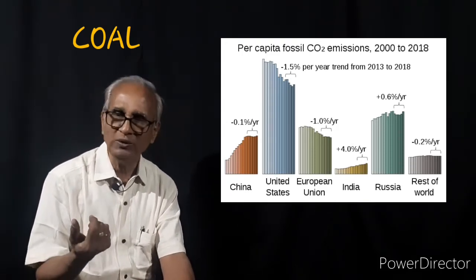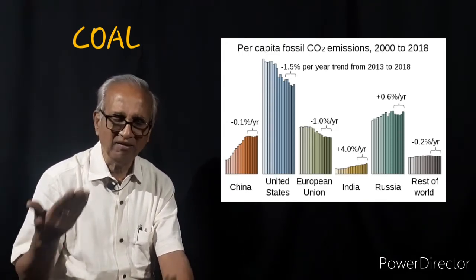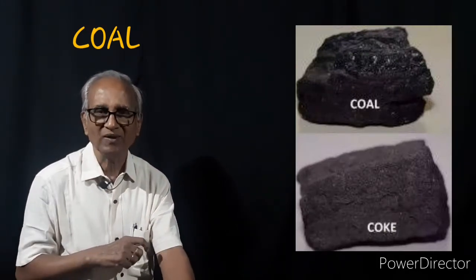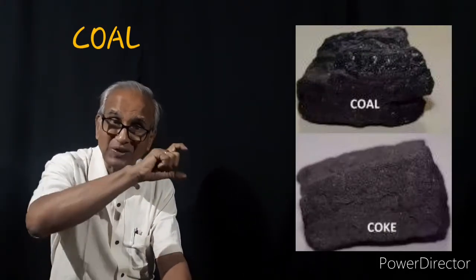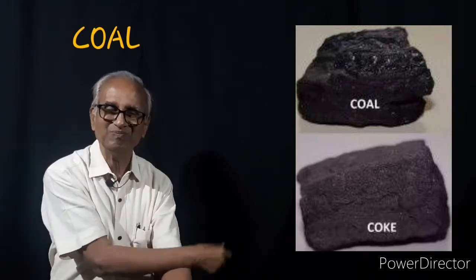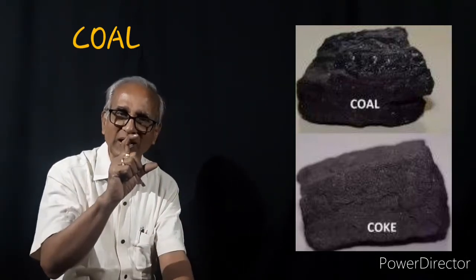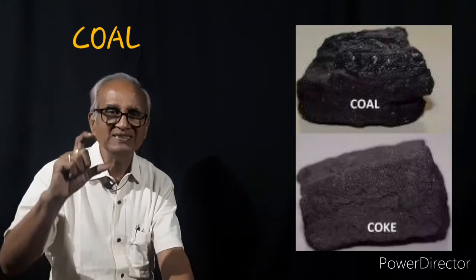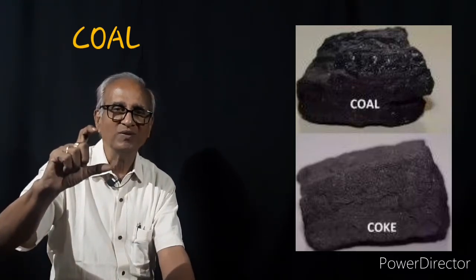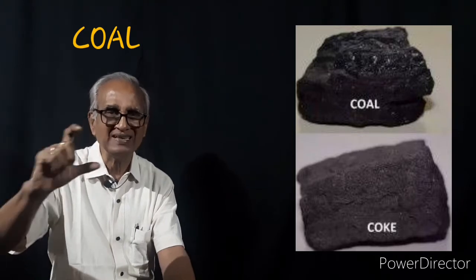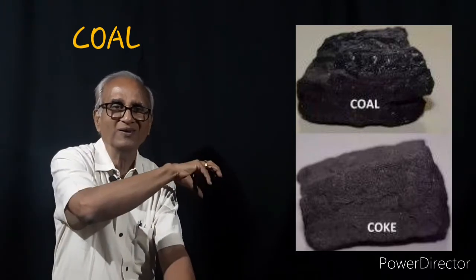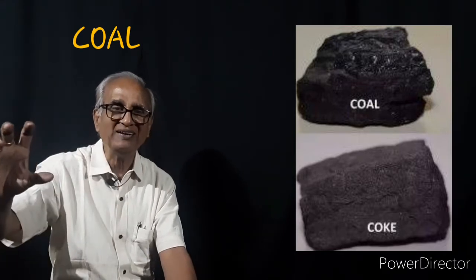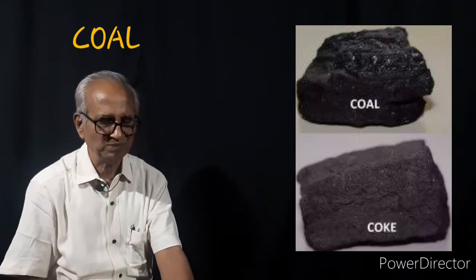Now from coal, by different processes, you can get coke. What is coke? What is the difference between coal and coke? Coal has a lot of pollutants in it. Coke, it's a pure form. Industrially, by processing, they get coke from coal. Coal is processed and you get coke.